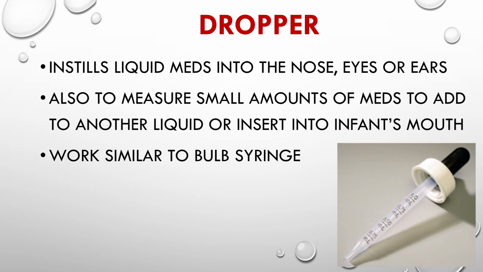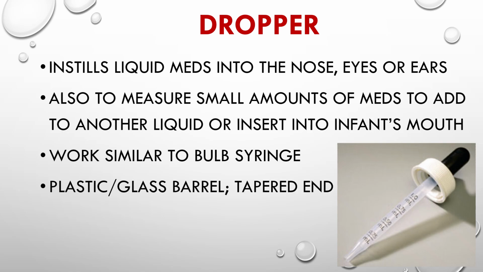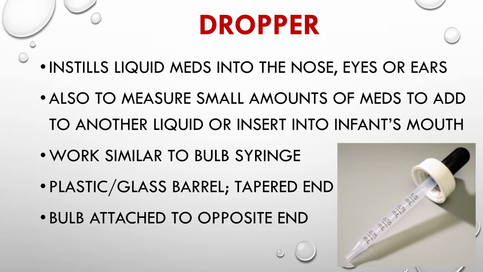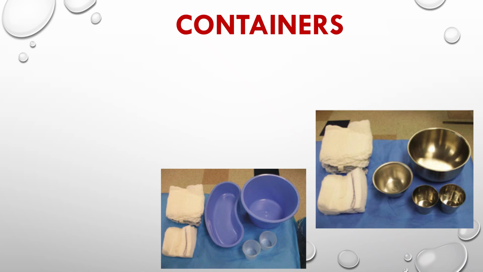And these are pretty much like the bulb syringe. So again, we have the tapered end, but at the other end, we have that bulb there to control what's being administered. And it has a plastic or a glass barrel with that tapered end I just mentioned. Now the bulb is attached at the opposite end to that tapered end.